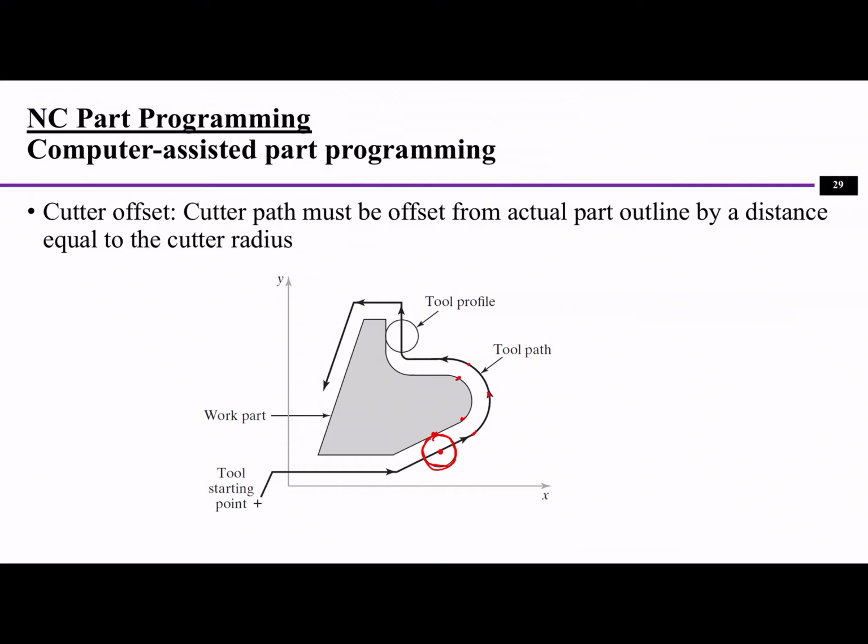In this case, when we are doing programming of the codes, we have to acknowledge that the tool actually has a radius, so we need to make this offset. We need to make sure that when we are programming, we are telling the machine tool to do those cuttings, right? So this is what we want. This is called offset.